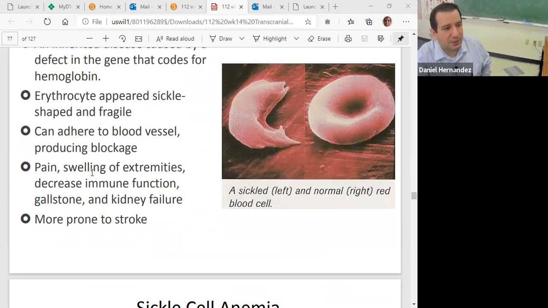So patients with sickle cell, when they have a sickle cell crisis, they're often in extreme pain. They'll have swelling of the extremities, decreased immune function. They're more susceptible to developing gallstones, kidney failure, but they're also more prone to stroke.